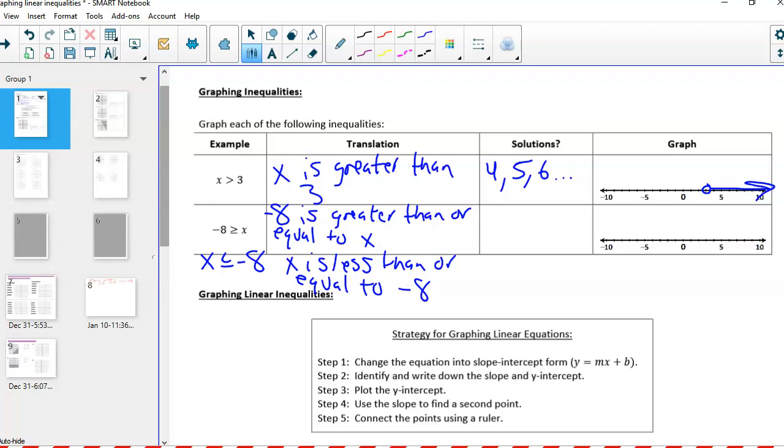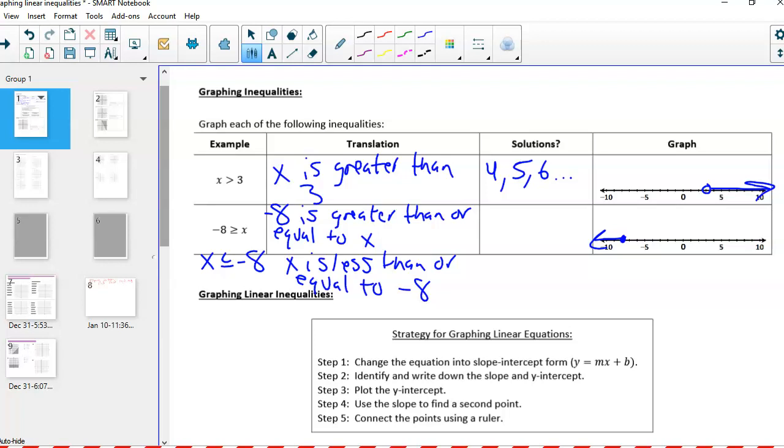Negative 8, 6. Now you guys are going... No, negative 8, negative 9, negative 10. The direction would be the other direction. Negative 9, negative 10. Would this be an open or a closed circle? Closed. And this would go to the left. Where's that? 8. Yeah, at negative 8.